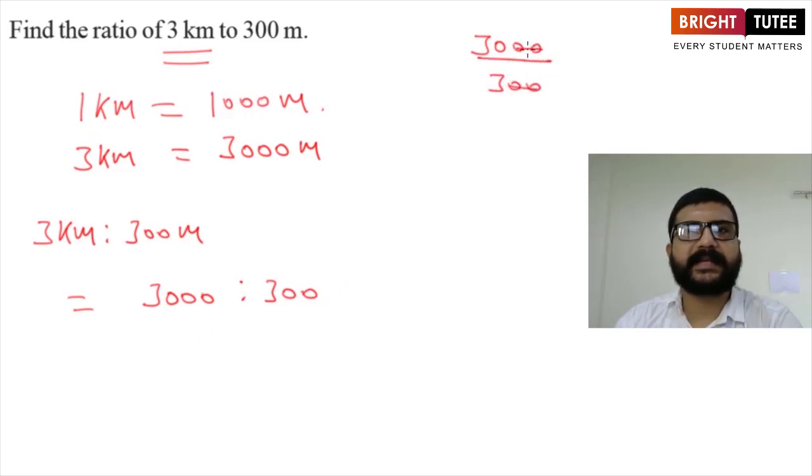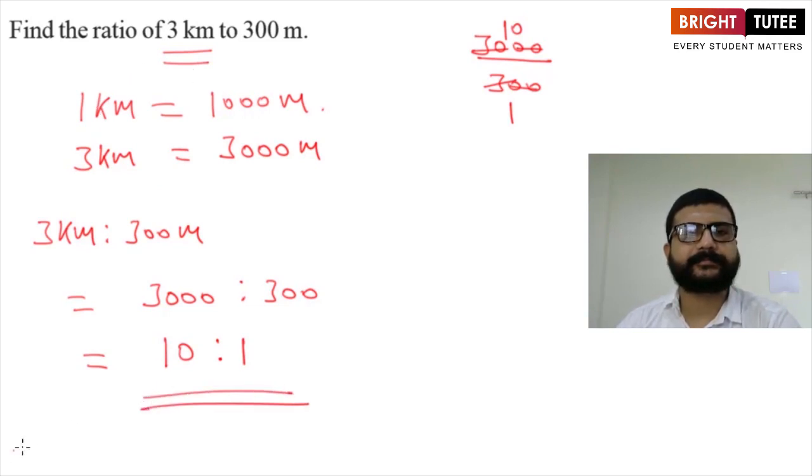Now let's simplify. We can cancel zeros with zeros. Now here 3 ones are 3, 3 tens are 30. So it means the ratio we are getting is 10:1. So the final ratio, or the required ratio, is 10:1.